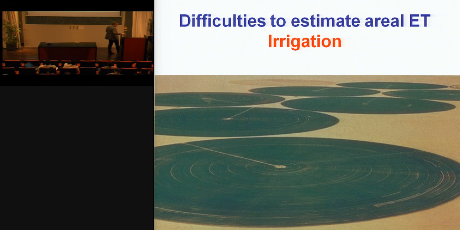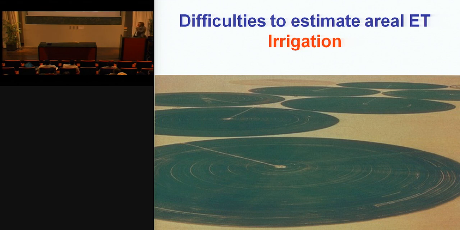oasis effect here. And depending on where you would measure the water balance and energy balance parameters, here or here, you have a completely different story of evaporation. Huh? I think you agree with me. So it's very difficult from only one measurement then to calculate areal ET.